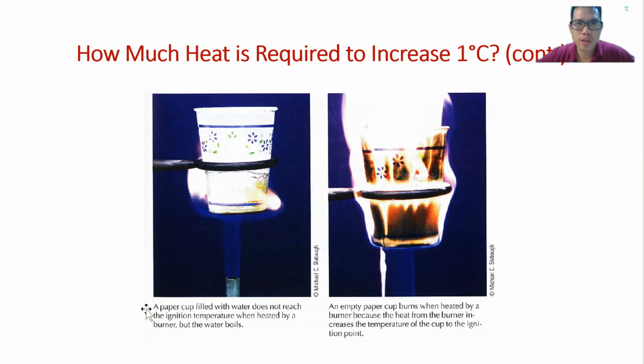So you can see from here, specific heat, or how we can describe it, is that they absorb heat. If it's an empty paper cup and you put fire to it, the paper cup will burn. But if you put water into the paper cup and you try to burn it, you cannot burn it because the heat from the fire source is being absorbed by the water, so it is not available to burn the cup.